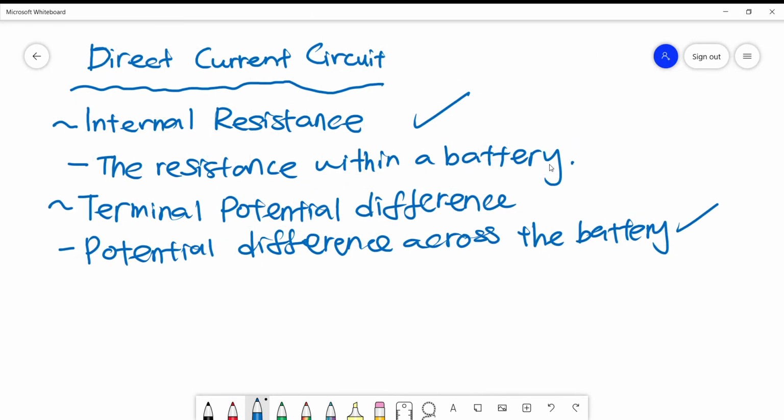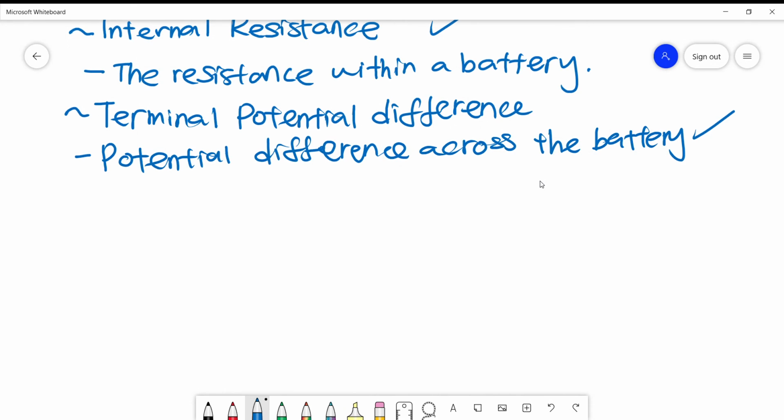For the first statement, we're going to explain what will happen to the terminal potential difference and the internal resistance inside the battery when there is no current flowing through the circuit. That is the first statement. And for the second statement, we're going to talk about what will happen to the internal resistance and the terminal potential difference when there is current flowing through the circuit.